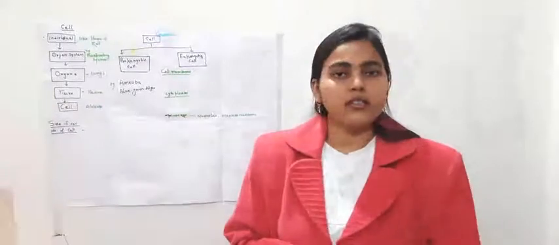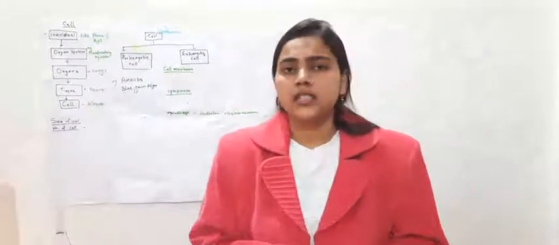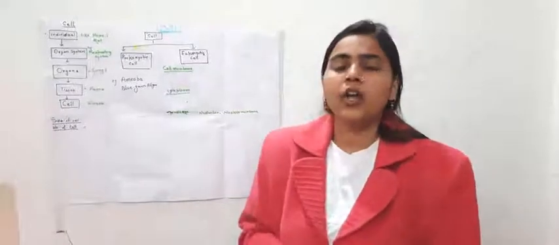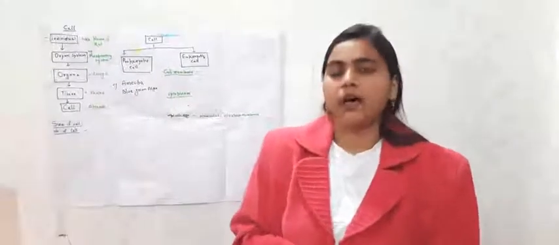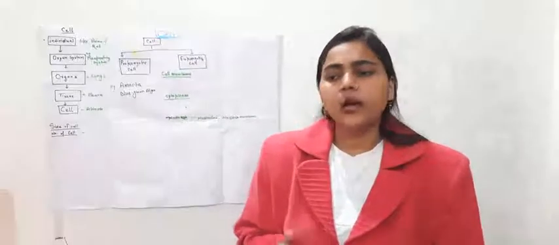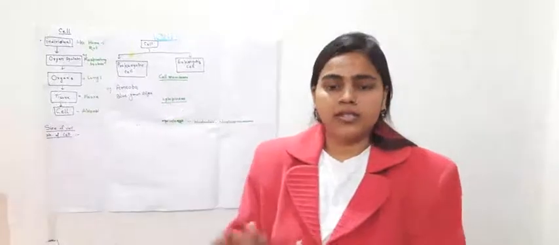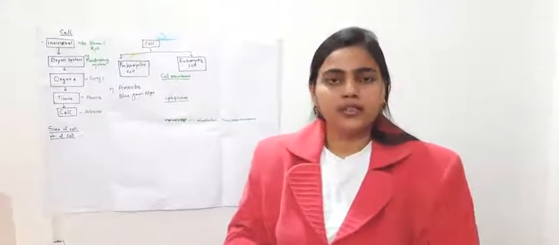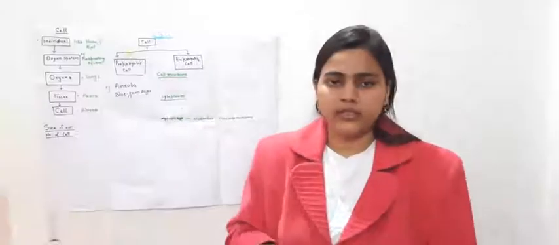After the invention of the microscope, Antony van Leeuwenhoek in 1674 observed the living cell for the first time, along with some more minute details about the cell. He observed that there are different sizes and different numbers of cells in different organisms.